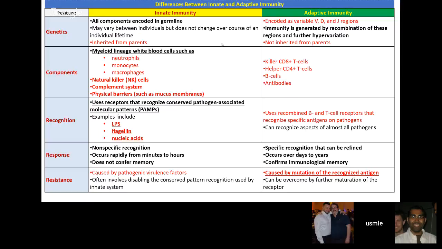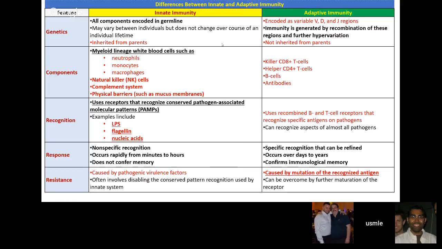So this as well is a big question for the step, the difference between innate and adaptive immunity. So you're going to have multiple features in here, including genetic, the composition of it, recognition, the response, and the resistance. So remember that the resistance is always caused by pathogenic virulence factors that can resist any aggression or any attack. And meaning that your innate system can be disabled by this type of virulence factor.